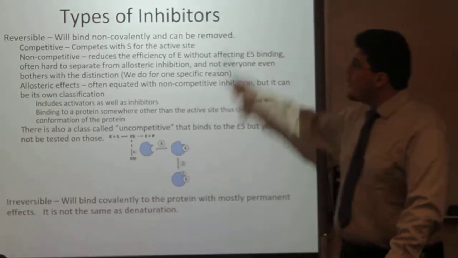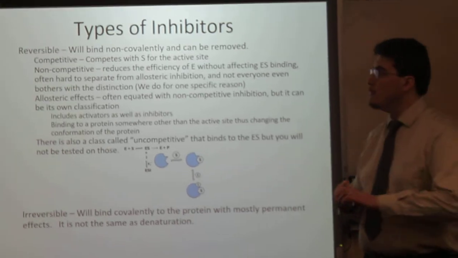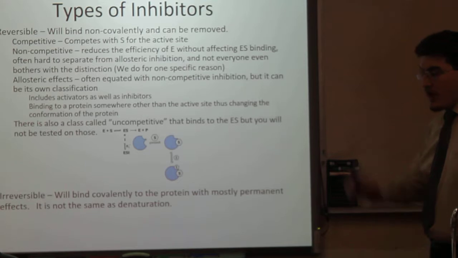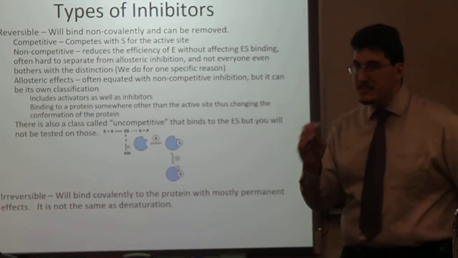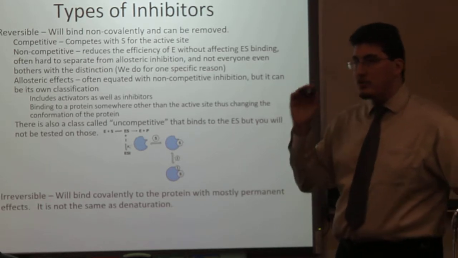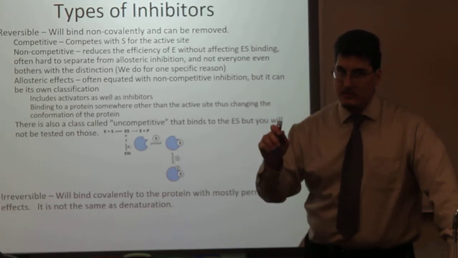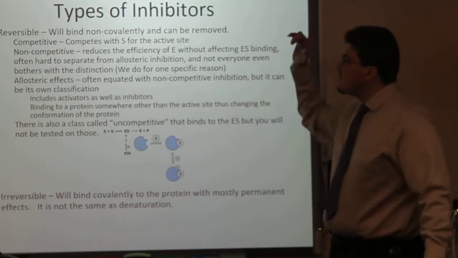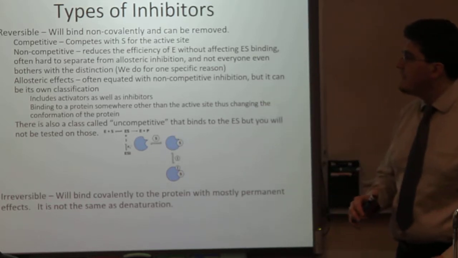Reversible inhibitors will bind non-covalently and can be removed from our enzyme. We have competitive inhibitors. Competitive inhibitors, by definition, compete with the substrate for the active site of the enzyme. They will share an active site with the substrate. Non-competitive inhibitors reduce the efficiency of the enzyme without affecting enzyme-substrate binding.